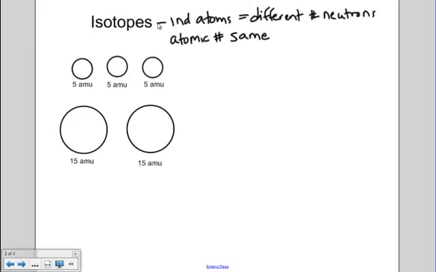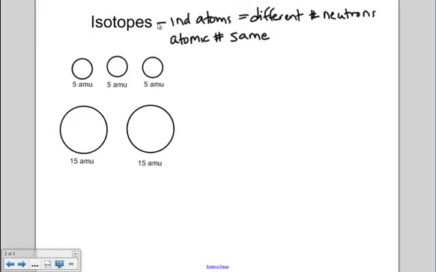So in this example, I have circles. Let's pretend circle is my element. And I actually have 5 different circles that I have discovered here on Earth. And 3 of the circles that I found weigh 5 atomic mass units, and 2 of the circles weigh 15. But they all have the same number of protons. So they're the same element, but they're just a little bit different. So I'm not going to be able to put an atomic mass of 5 and 15 on the periodic table.